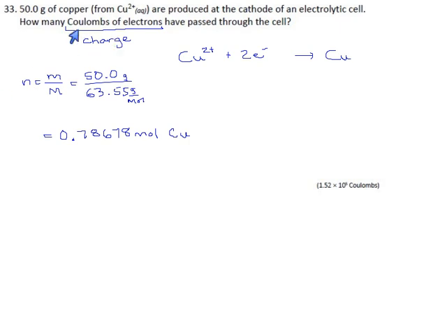Now, we can find how many electrons that is because we have a formula that tells us however much copper you're making, you'll need twice that many electrons, 2-to-1 ratio. So if we take that number and double it, we get that our number of moles of electrons is 1.5736. Still carrying 5 significant digits.